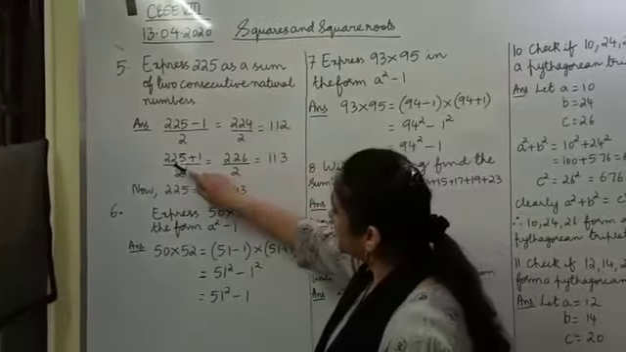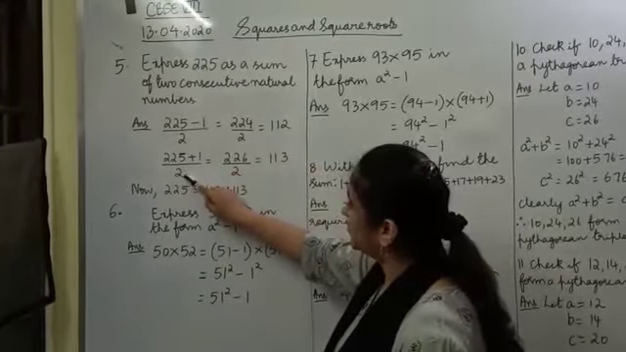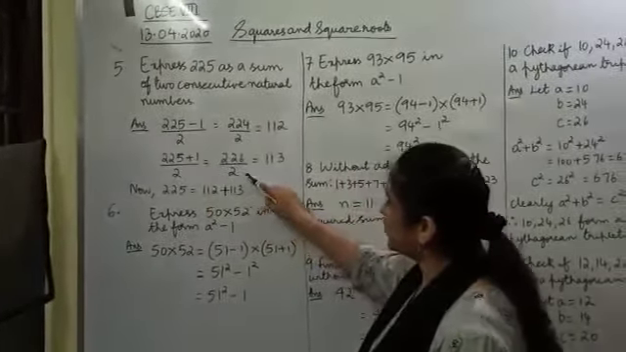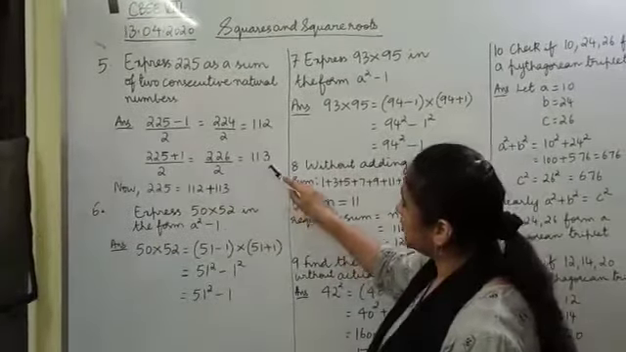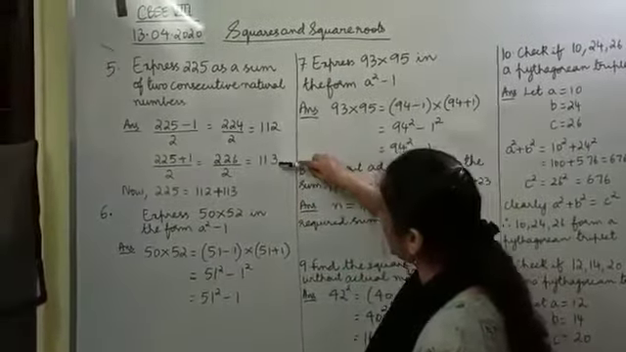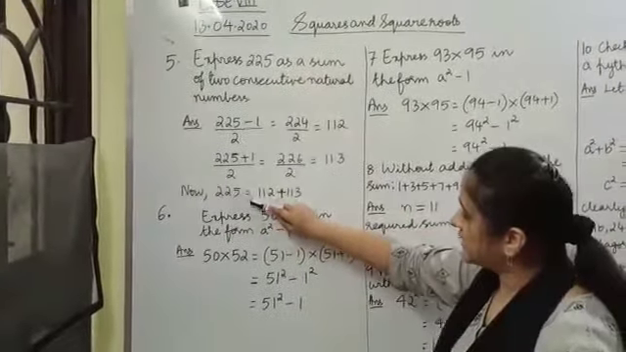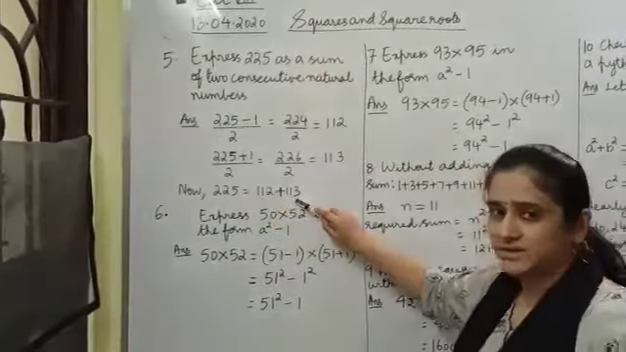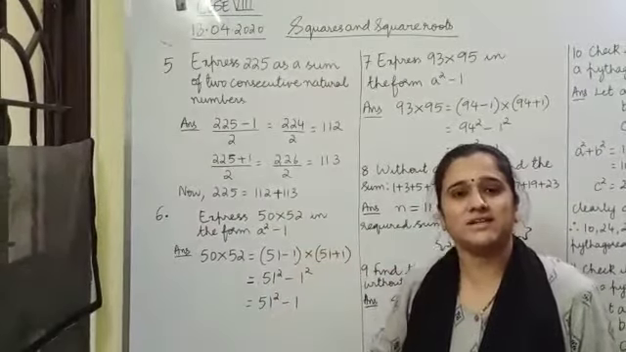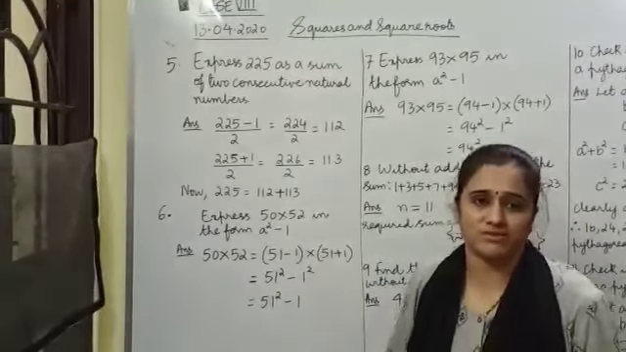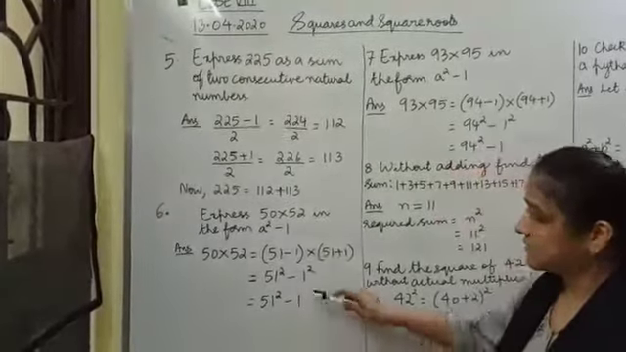Next find (225 plus 1) by 2, which is 226 by 2, which is 113. Now you can see that the sum of 112 and 113 will give you 225. So 225 can be written as the sum of 112 and 113, where 112 and 113 are two consecutive natural numbers. We'll see the next one.